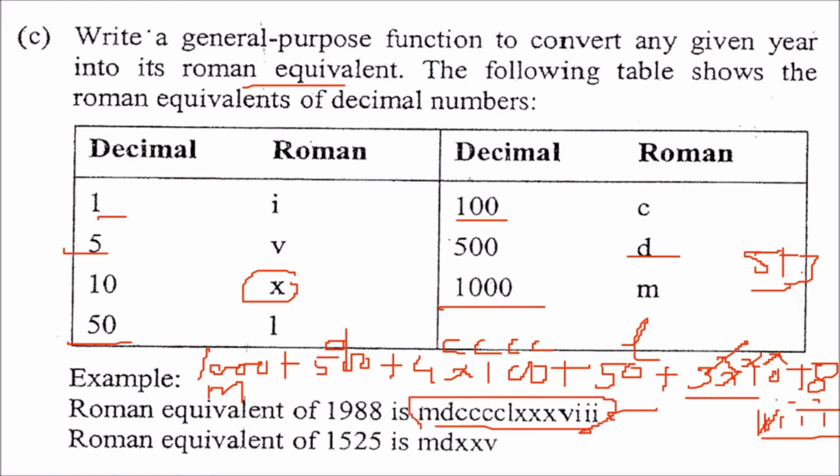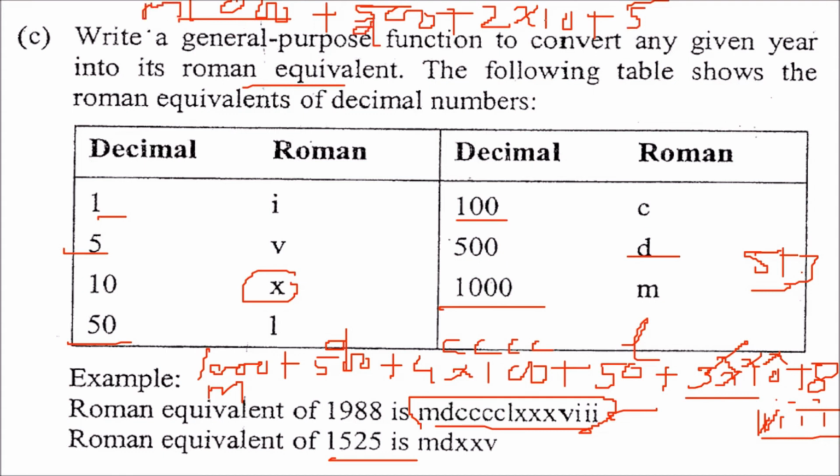I hope you got the idea. Now let us take one more, 1525. We can write 1525 as 1000 plus 500, then we have 20, so let us make it 2 into 10, then we have 5. This 1000 will be M. This will be D. This 2 into 10 will be XX. And this 5 can be written as V. See, this is our value.